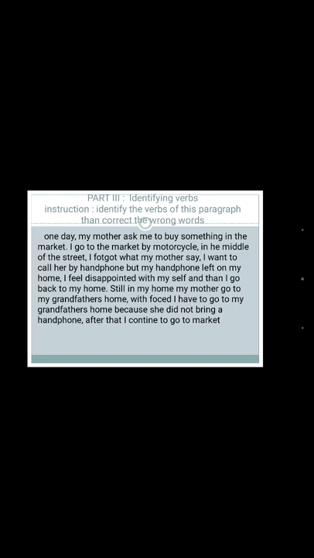Buy is verb 1, and this is correct because after "to", the verb must use verb 1. "I go to the market." Go is verb 1, while simple past tense uses verb 2. So the best answer is "I went to the market by motorcycle."